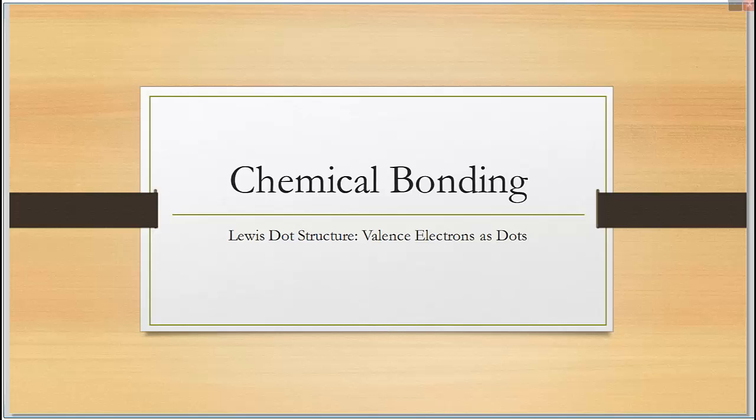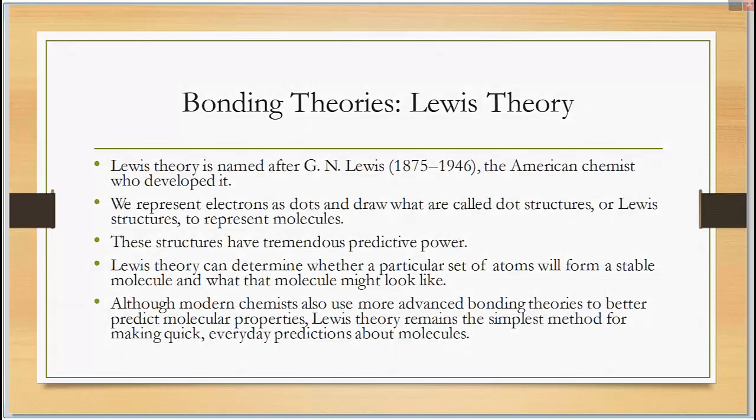In this tutorial, we will be discussing valence electrons as dots. Alright, so we're going to start doing something called a Lewis dot structure. The Lewis theory is named after G.N. Lewis, an American chemist who developed it. It's a way to draw molecules very easily.